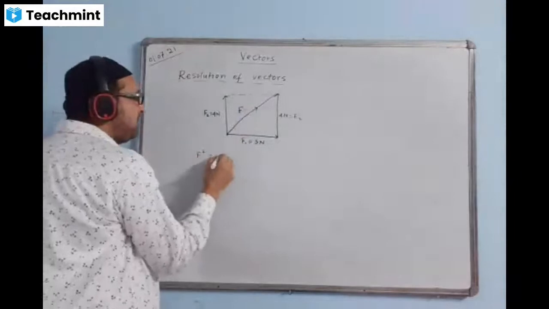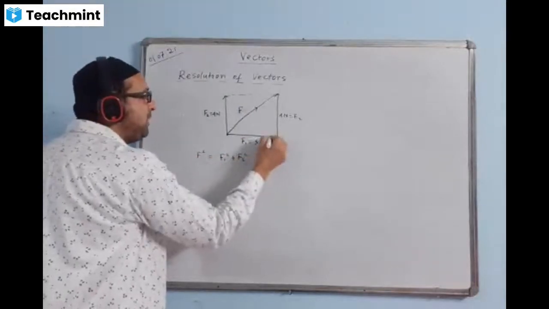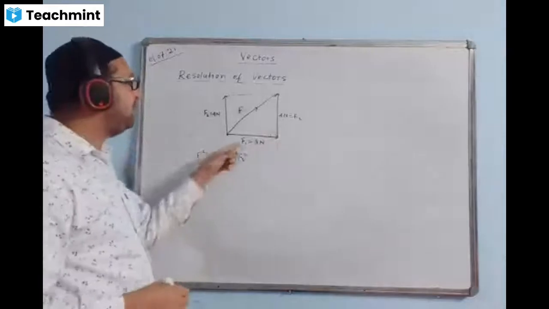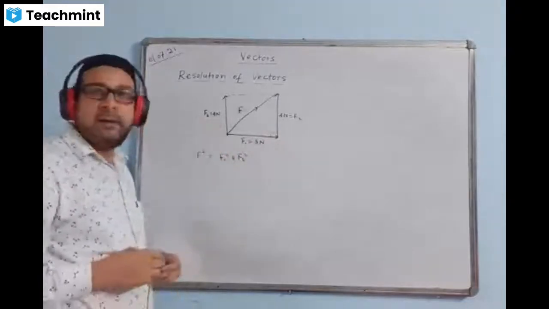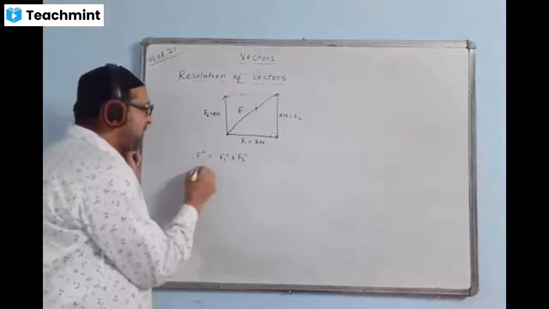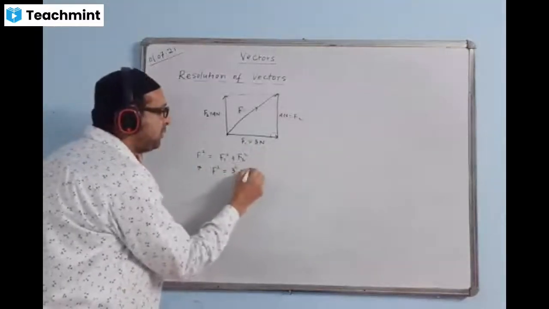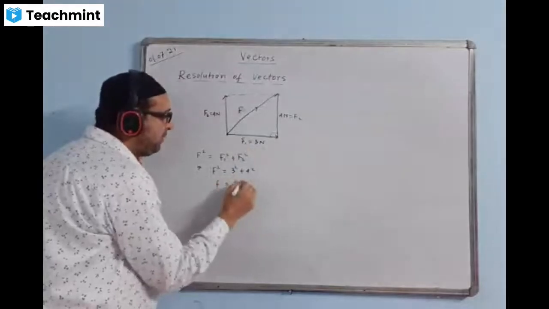I'll let F square is equal to F1 square plus F2 square, because angle between them is how much? It is 90 degree. Angle between F1 and F2 is 90 degree, exactly. I'll use simply the Pythagoras theorem. So let us take F square as it is. F1 is 3, so 3 square plus 4 square. F value will come 5 Newton.